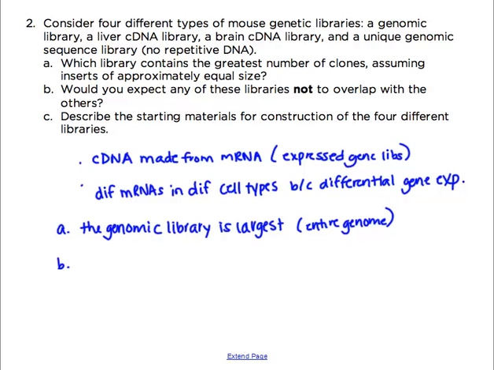So you would think that maybe it's possible that the brain and the liver cDNA don't overlap, but in fact they will overlap a little bit, because all cells are making the same mRNAs to have these cell maintenance proteins. So we're going to say no, and we'll say that all cells express maintenance regulatory proteins, which means that they must be having the mRNAs for them too, right?